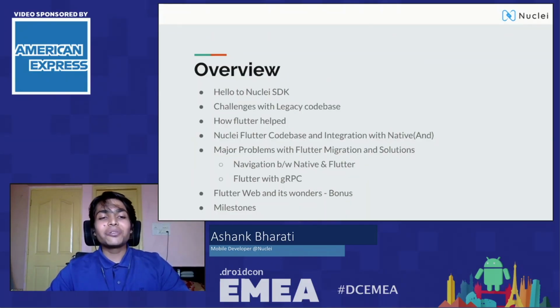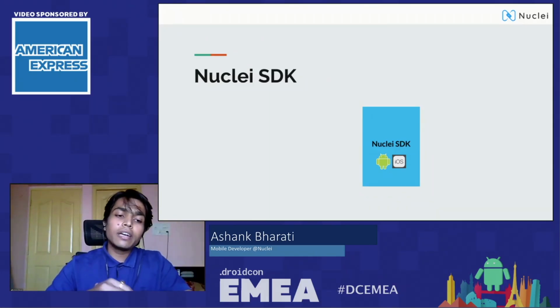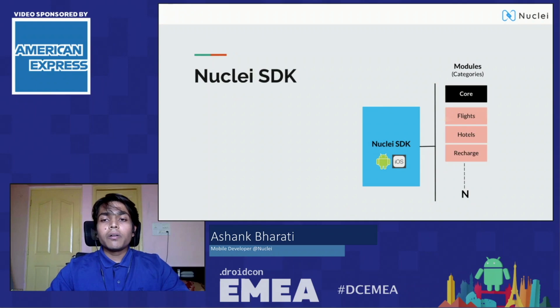And finally, the milestones. So Nuclei SDK is basically built on two platforms, Android and iOS. We have various categories built. We have a core category which has core services and screens like checkout screen, order details, wallet, coupon. We don't want to build them again and again, right? So it's a common module. And then we have other modules like flights, hotels, recharge. These are independent modules.